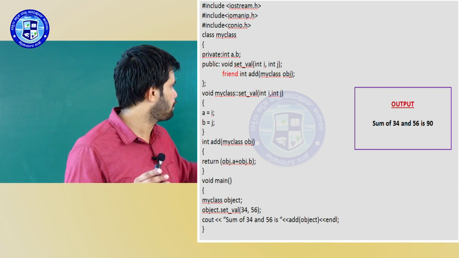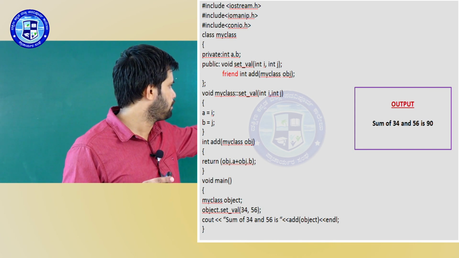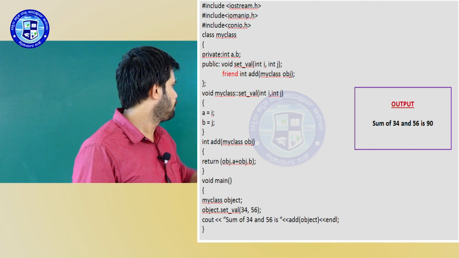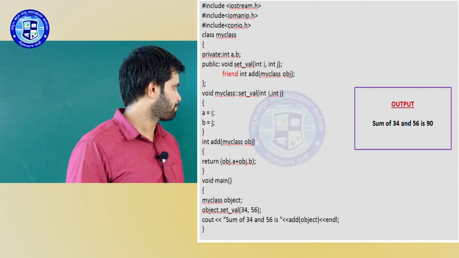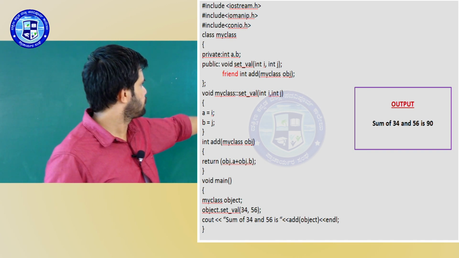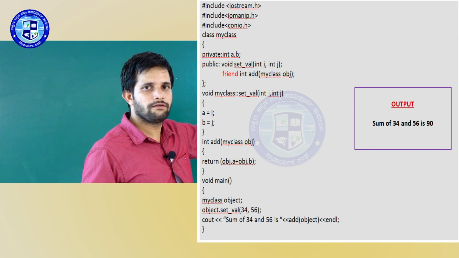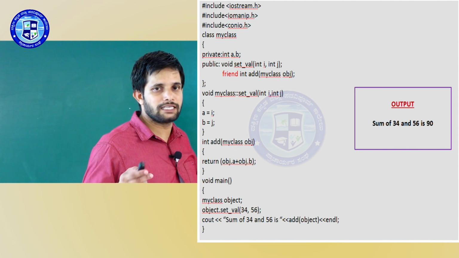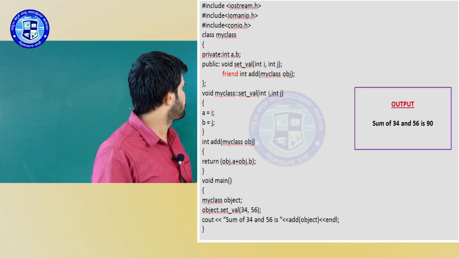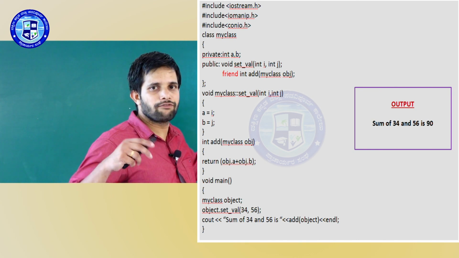So what is the argument I am supposed to pass? I am supposed to pass an object. So what is the object I have? The name of the object itself is object. That particular object, as an argument, I am sending to the friend function. Now let us see how it works. When this function is called, I am sending an object. With the object I have the values A and B, that is 34 and 56. That object is sent to the friend function add. Then I will access A and B, 34 and 56.